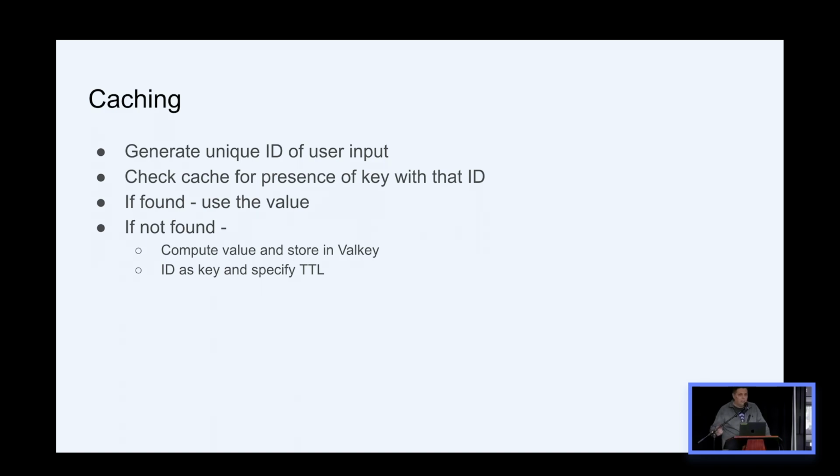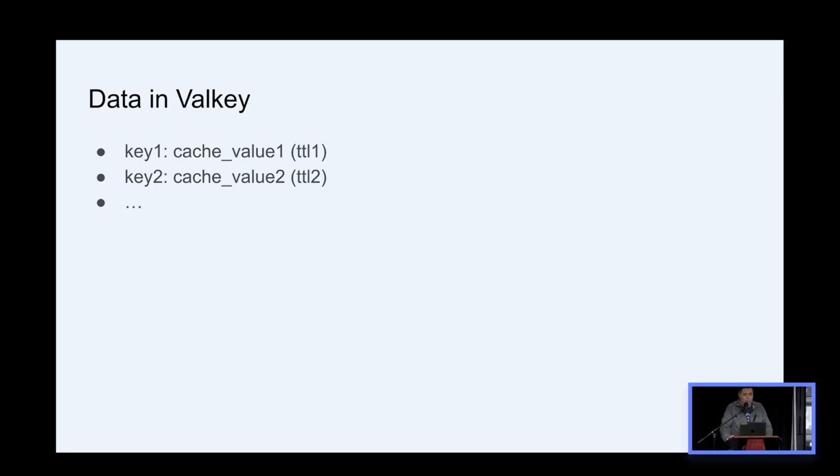So we typically take the user input, we hash it when we look in cache. If we find the corresponding cached content for that ID, the key, we use it. If not, we query the DB, we query the third-party API, and then we cache it in Redis or valkey with appropriate TTL. And in valkey, data will look like this: key-value pairs with appropriate TTLs.